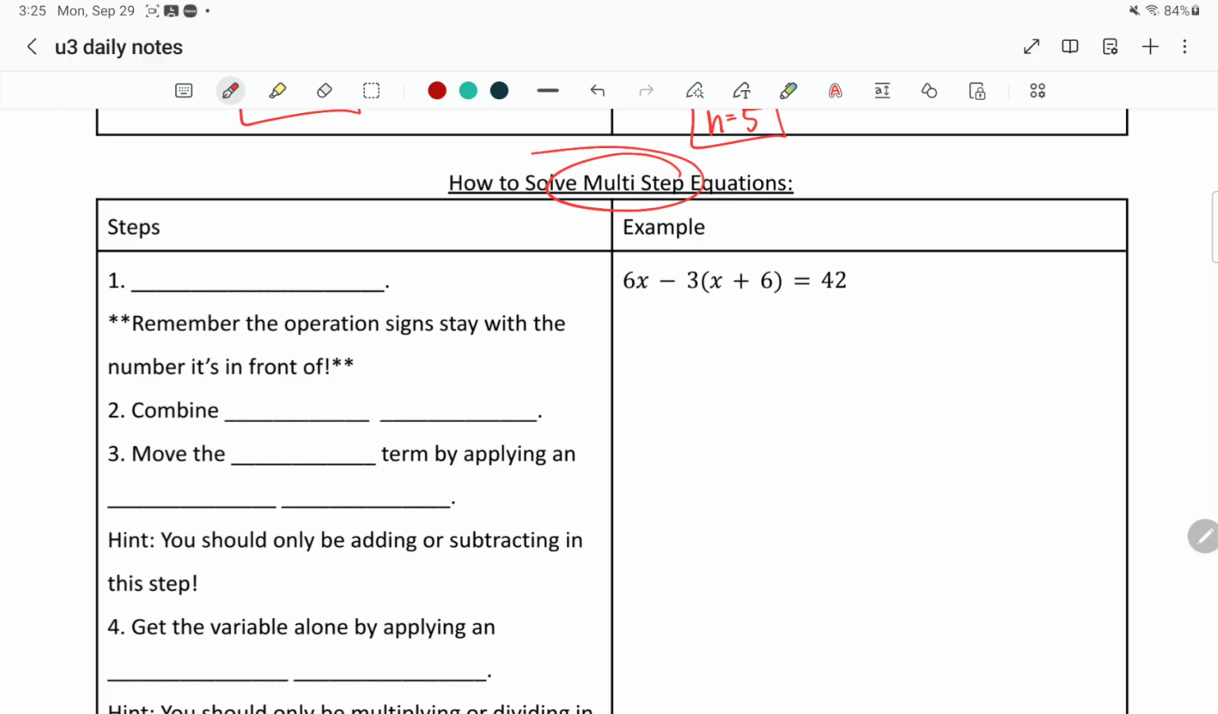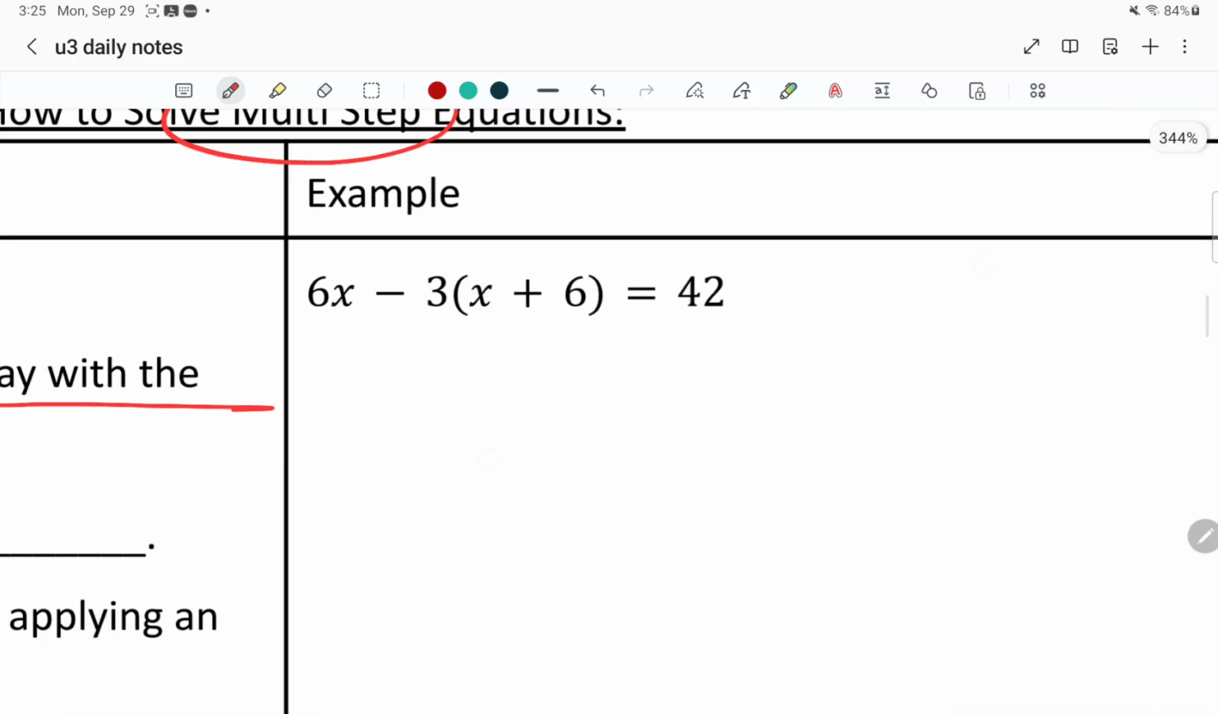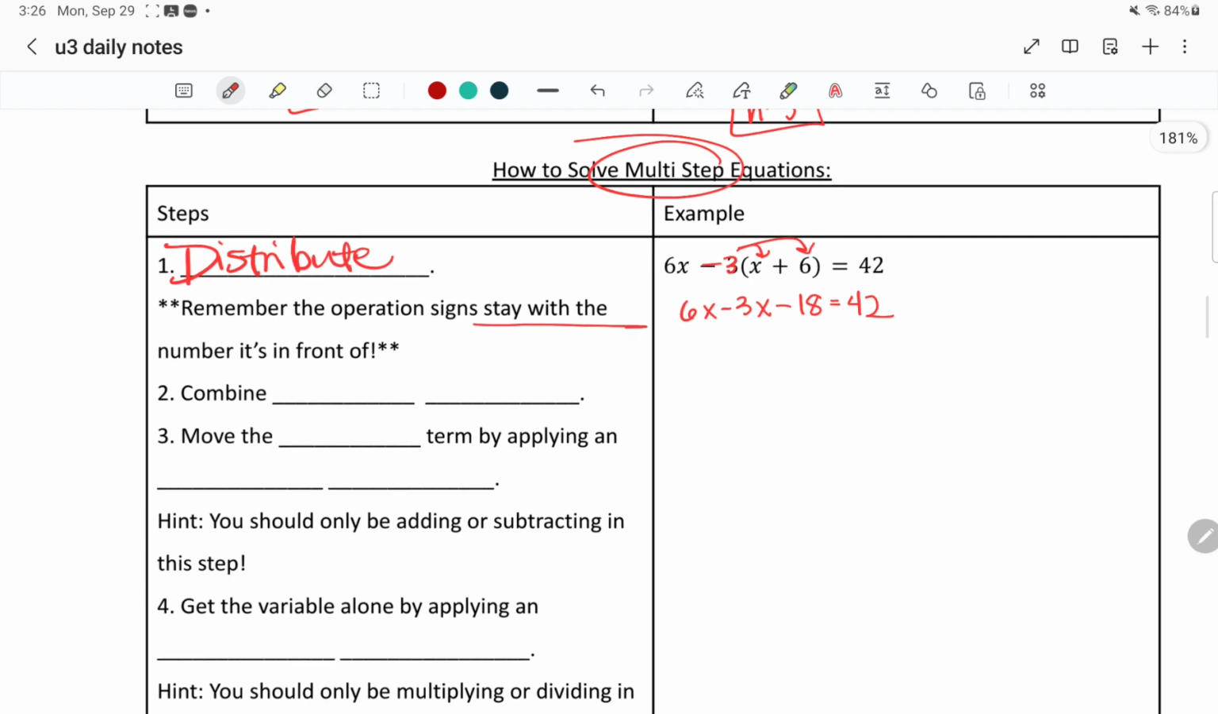More than 2 steps, so 3 or more. Step 1 is distribute. Make sure that the sign stays with the number. So in my example here, I have -3 is going to get distributed. 6x minus 3x. -3 times 6 is -18 equals 42. Okay, I'm going to flip colors so we can see. That was step 1. I distributed. That's multiplying into parentheses. Step 2 is going to be combine like terms.